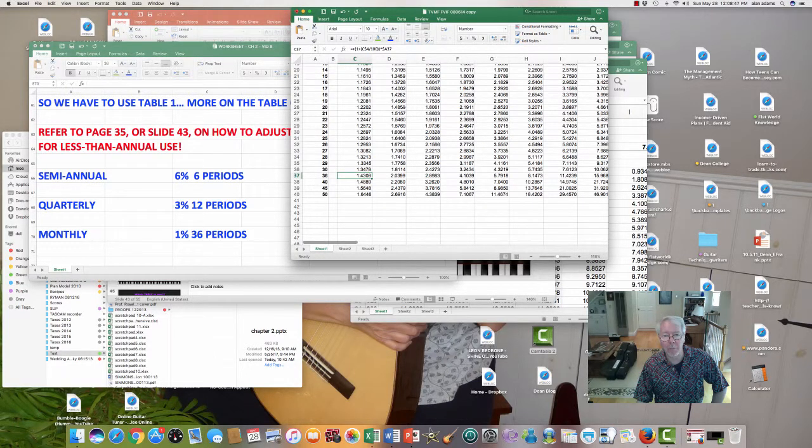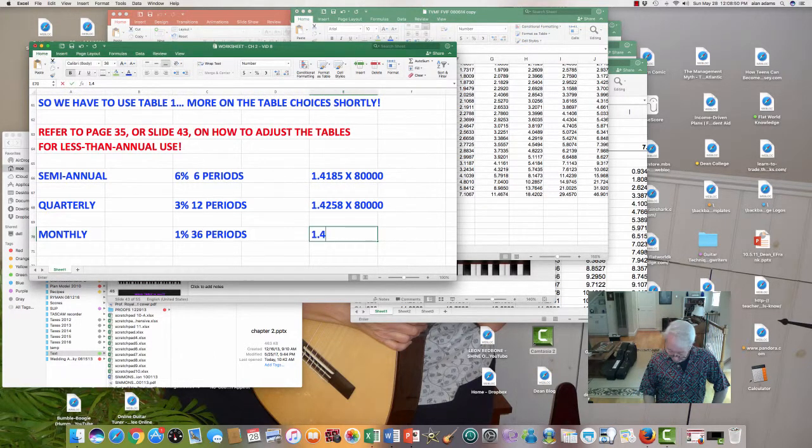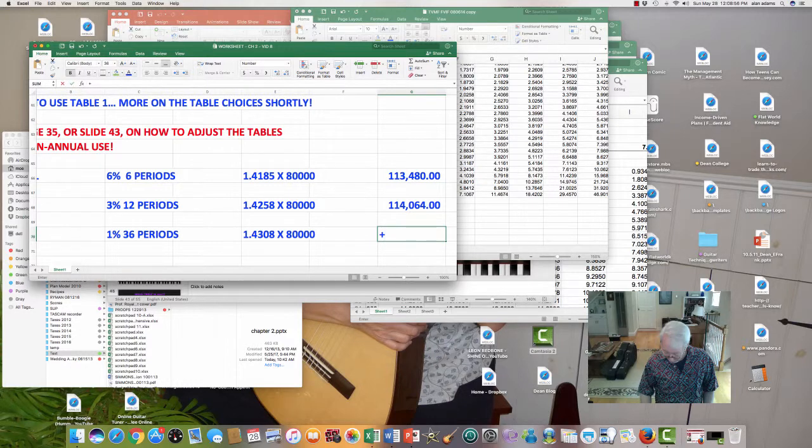Let's take that number, 1.4308. Of course, it's going to be larger. Multiply it by $80,000 and let's math it out. 1.4308 times $80,000. Of course, we knew it was going to be bigger. Every time we compound, the total number gets bigger and bigger.